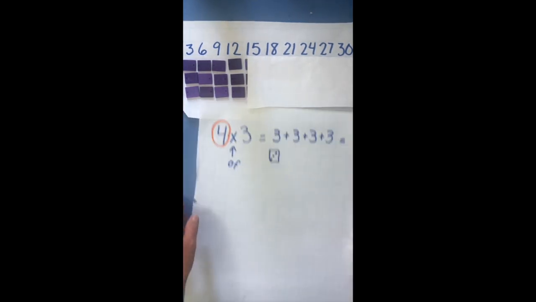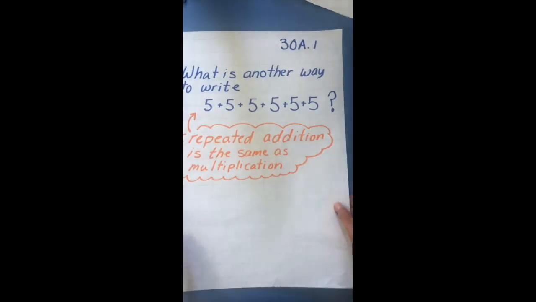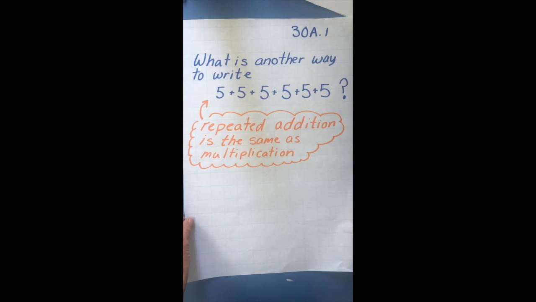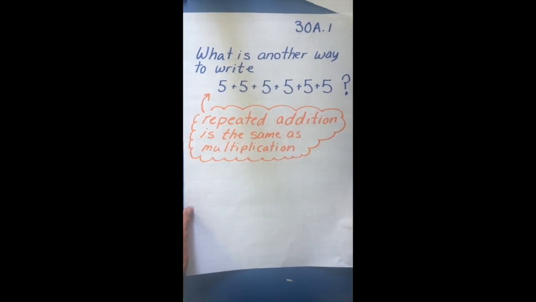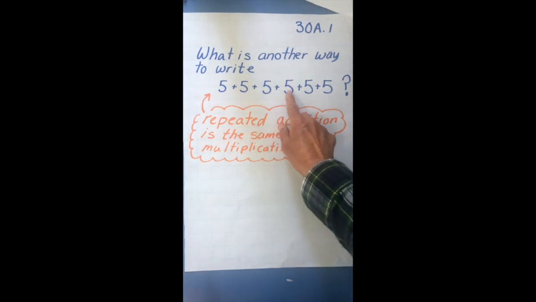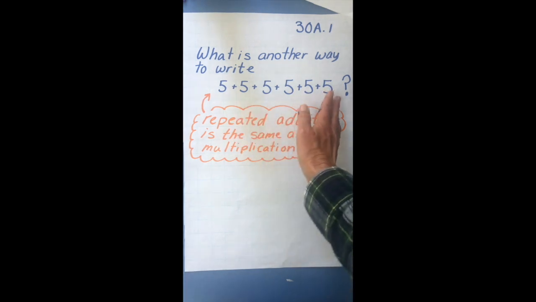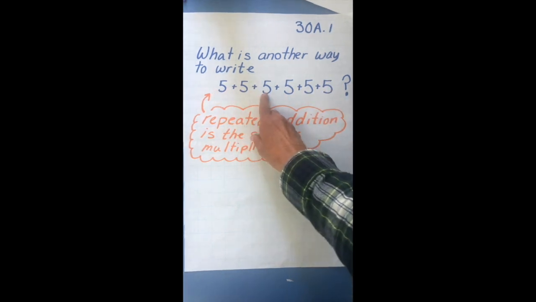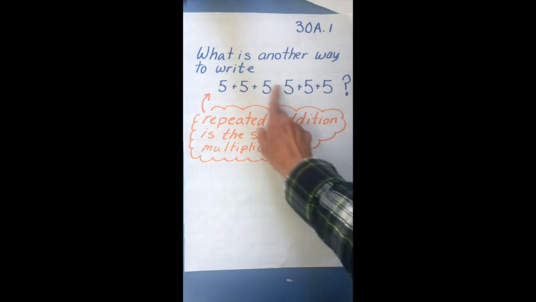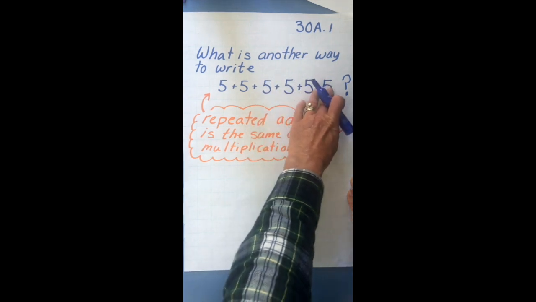All right, let's do another problem. Okay, and these are going to get progressively harder. So this is the first one. You might get a question that looks like this. What is another way to write 5 plus 5 plus 5 plus 5 plus 5 plus 5? Well, that looks like repeated addition because I have 5 repeating, and I'm adding. So it looks like I have 1, 2, 3, 4, 5, 6.